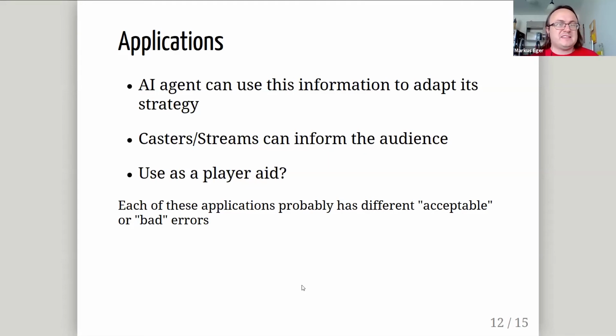And for each of these, there's different things that are acceptable, different things that are bad. Maybe for the streamers, it would be good if there was a top 5 with probabilities of what's the probability that the opponent is playing this. For an AI agent, maybe we don't really care about the deck name, we just care about very coarse strategies, etc. We haven't solved this in the paper. This is just me musing about what could be done in the future.